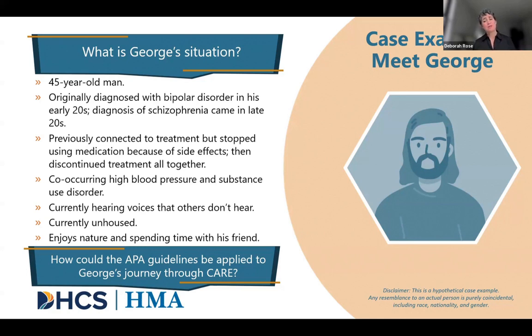George has a history of non-adherence with meds. He at some point had been taking them, but he didn't like the side effects and he stopped. Important consideration for why maybe he wasn't adherent with the initial treatment plan. George has some co-occurring medical conditions, and he also has a history of using substances and alcohol. A couple of factors that are going to be important to consider. Right now, he's hearing voices that other people don't hear, and he's currently unhoused. He is street homeless. He's living on the streets.